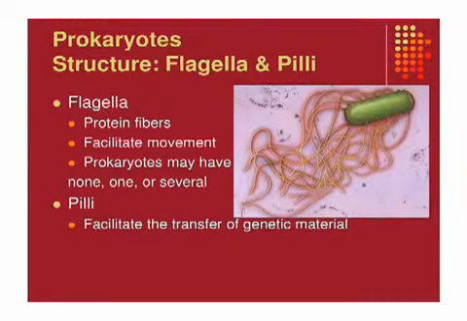And the next main structures of prokaryotes are flagella and pili. So flagella act sort of like a motor to help facilitate movement in the bacteria. They're made of protein fibers, and prokaryotes may have one flagellum, they may have several, or they may have none. There are also pili that may be found in prokaryotes, and these help transfer genetic material from one cell to another.